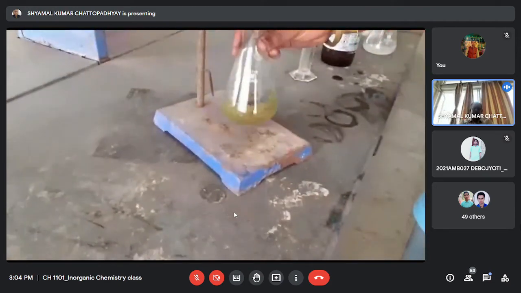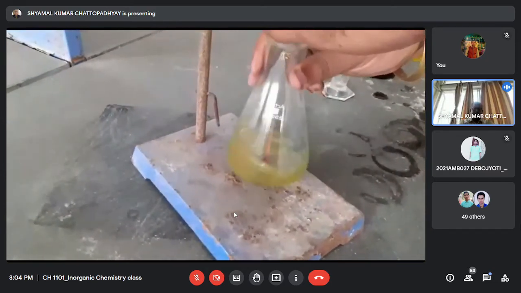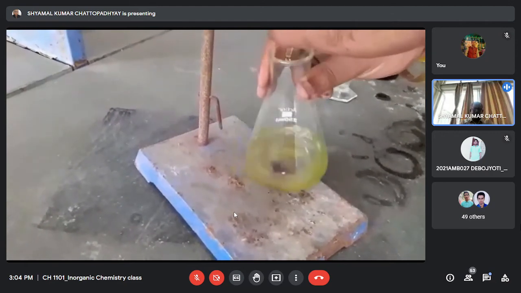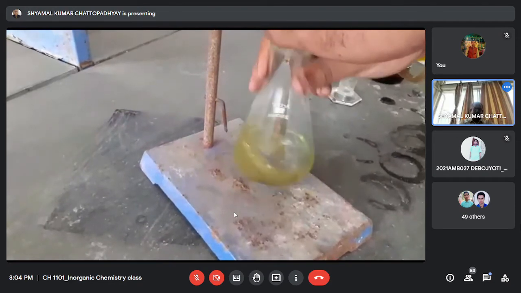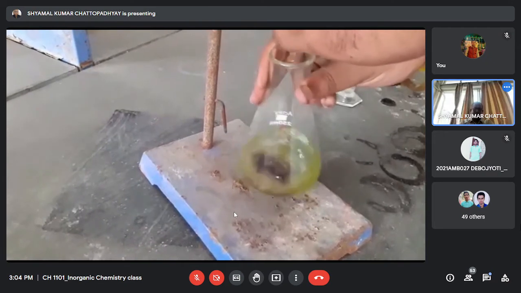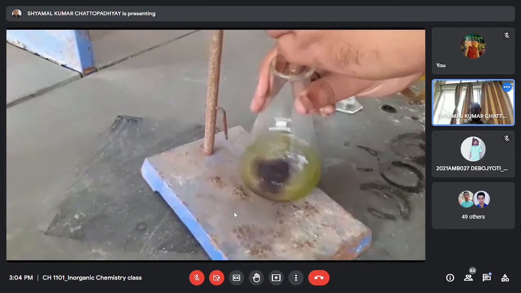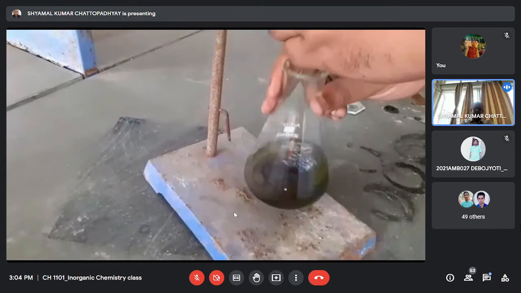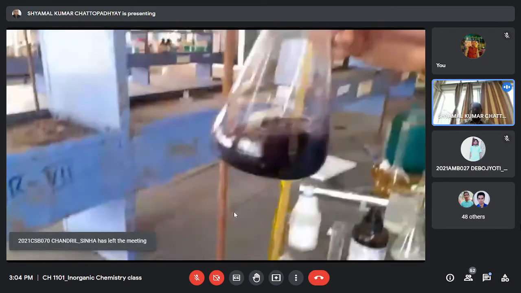That color is a spread violet color, which is the endpoint color. So the endpoint is very near. Look, this is carefully. At that point, we have to titrate very carefully. So the endpoint is very close now. This is the violet color. We stop the titration and we get the violet color.